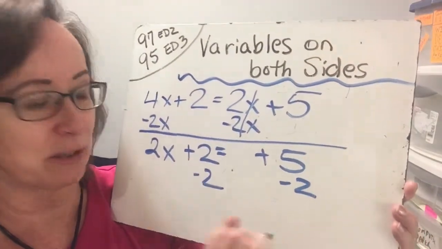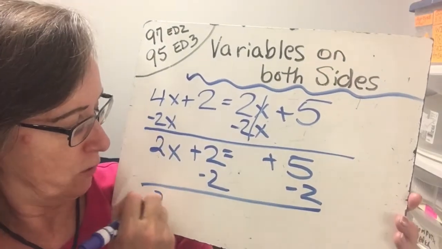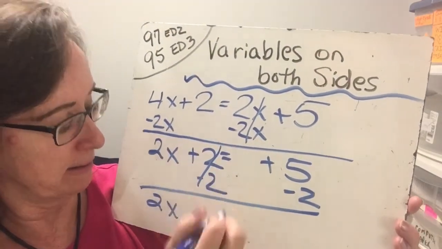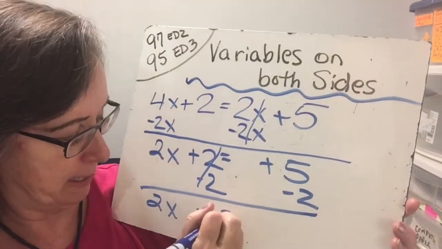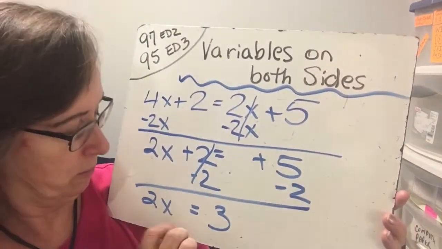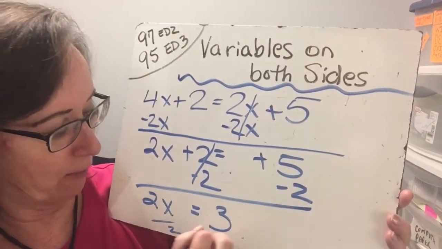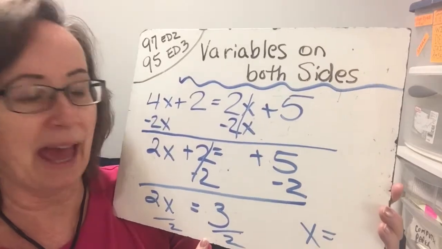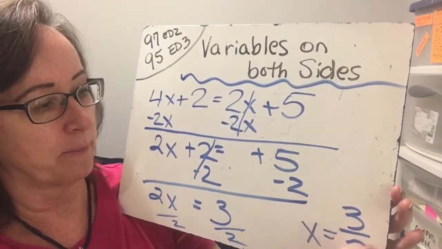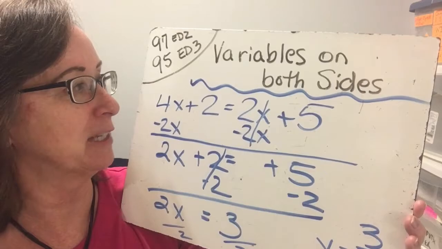Remember, always like terms get added together. 2x, this cancels, equals 5 plus a negative 2 is 3. So now we're going to divide by 2, and x equals 3/2. Okay, so now let's go back and check.